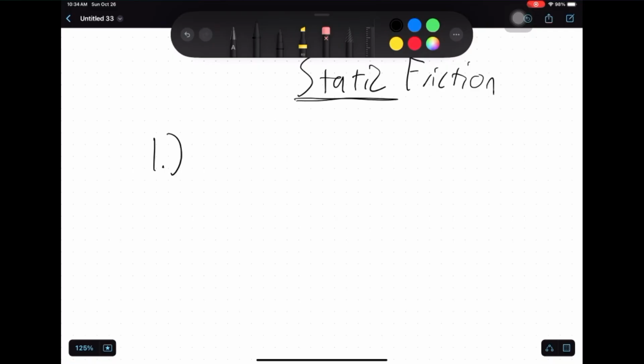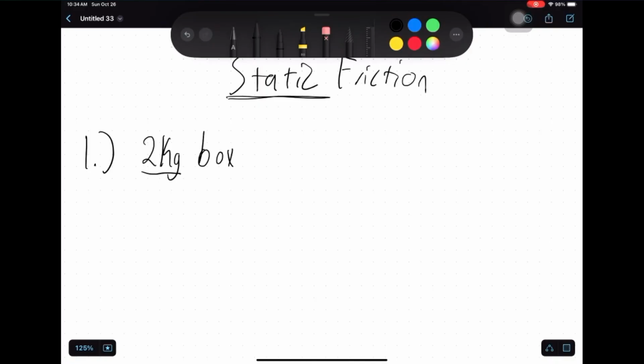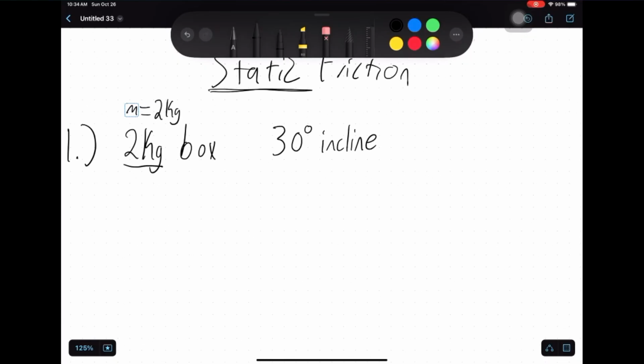Number one, what are we talking about? For this, we're going to be talking about a 2 kilogram box. Now it's very important. We now know the mass of what we're talking about. That is our M. M equals 2 kilograms. Now, we need to know what's happening to the box. Well, it's going to be on a 30-degree incline. That's it. Now we need to find static friction.